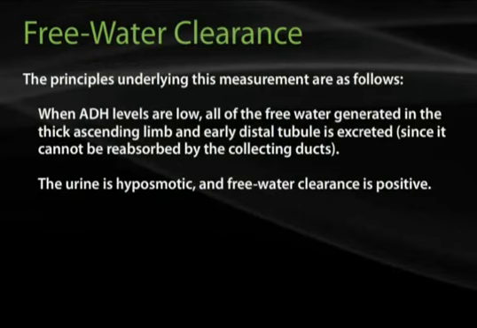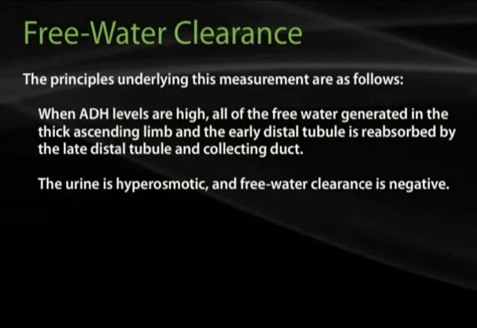2. When ADH levels are high, all the free water generated in the thick ascending limb and the early distal tubule is reabsorbed by the late distal tubule and the collecting duct. In this case, the urine is hyperosmotic and free water clearance is negative. Because water is reabsorbed, the clearance is negative.